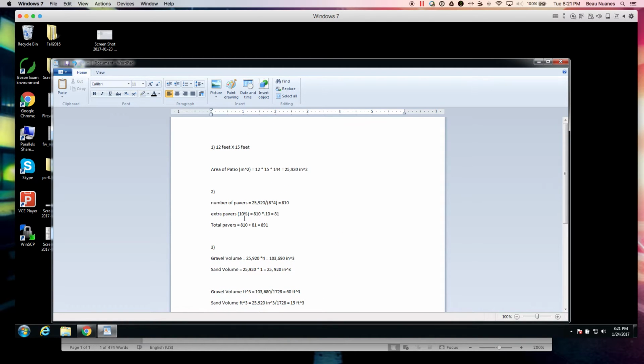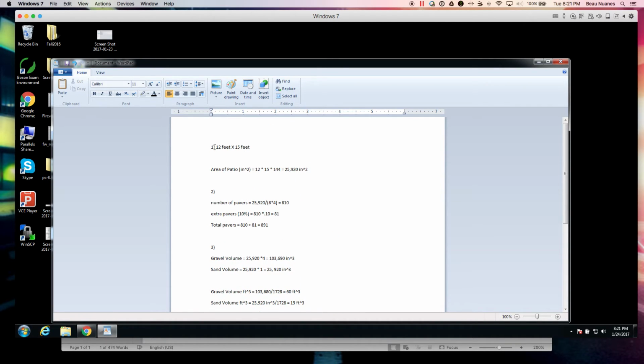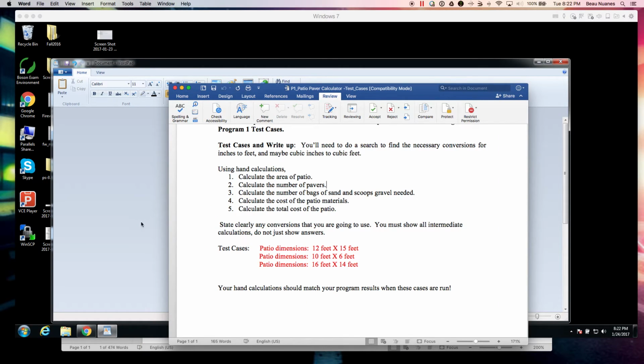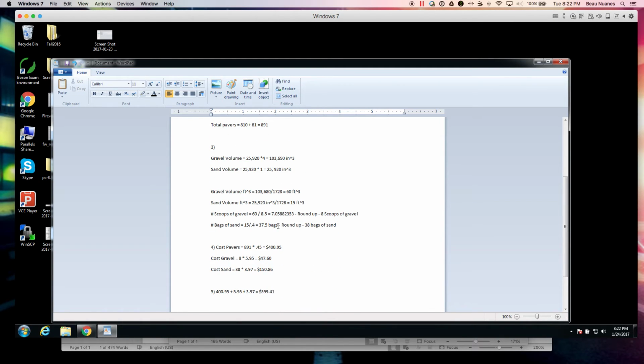That's it. So you're going to do the same thing for your other 2 examples. This was 12 by 15 feet, so that's the first test case. Follow the same steps for 10 feet by 6 feet and 16 feet by 14 feet. If you looked at some of the SuncatByte, those steps could be considered an algorithm. So if you're thinking about an algorithm, you generalize these steps, and that's how you can turn this into a program. One thing to note, if you do end up with a decimal on the number of pavers, you round up just like we did below for the number of scoops of gravel and number of bags of sand.